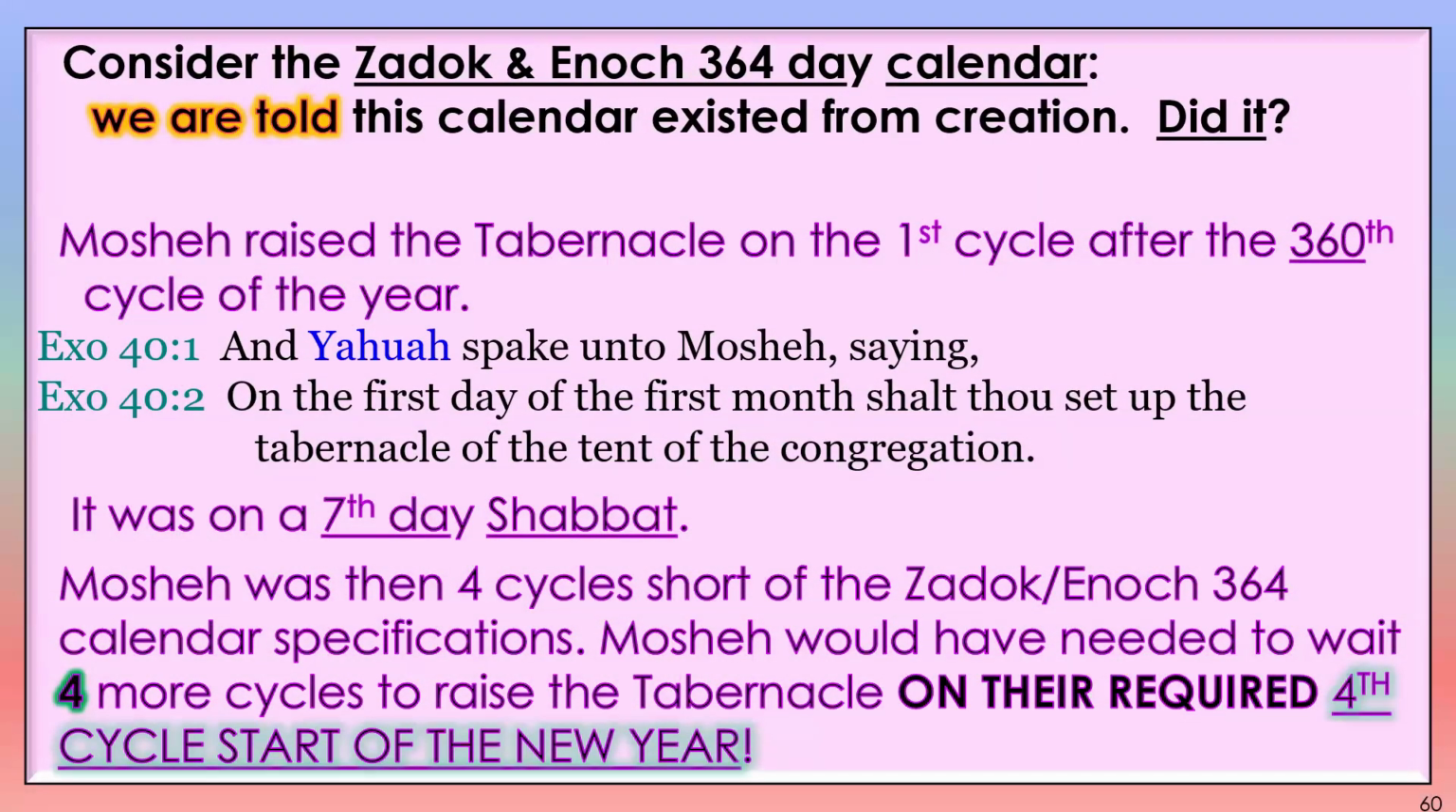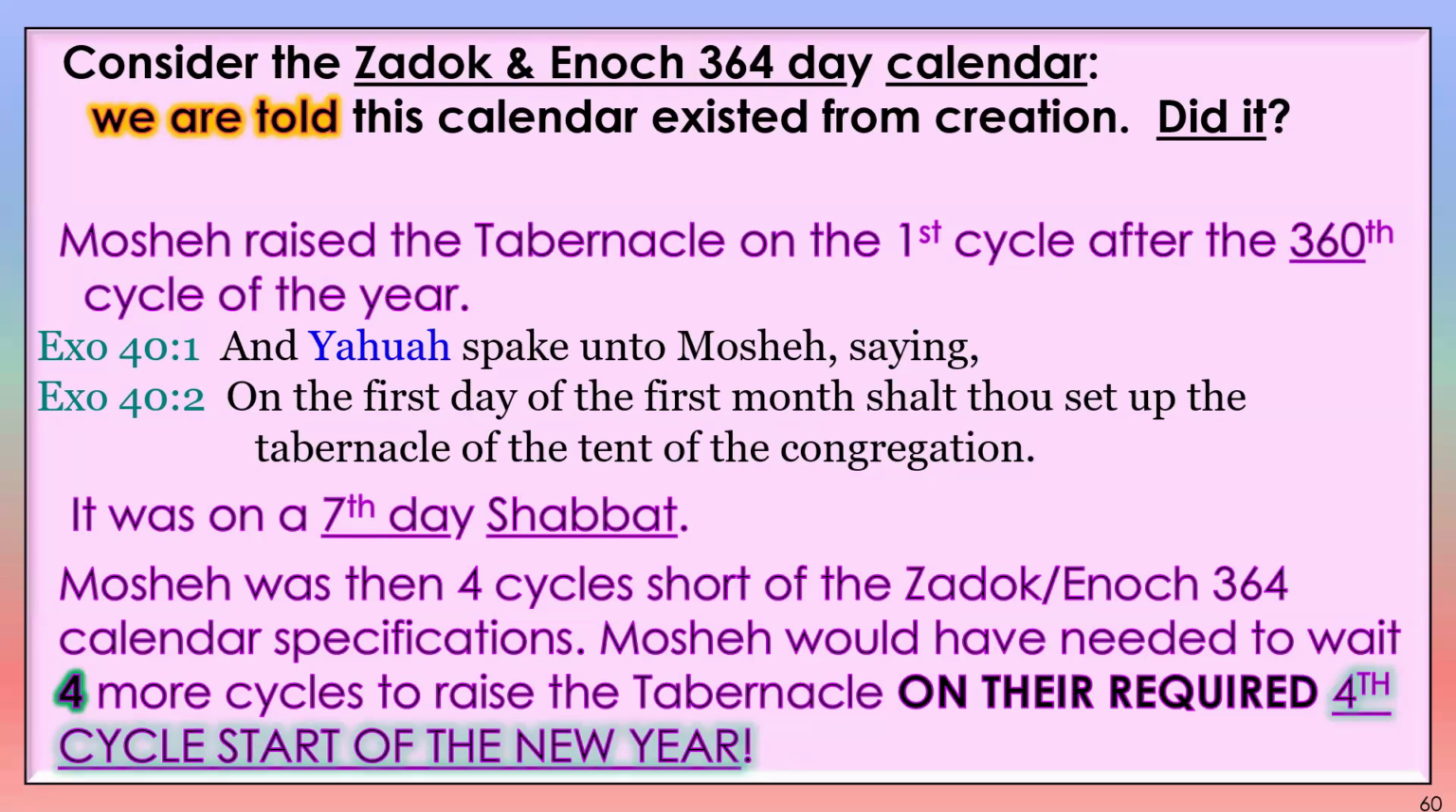Now we consider the Zadok and Enoch 364-day calendar. We are told this calendar existed from creation. Did it? Moshe raised the tabernacle on the first cycle after the 360th cycle of the year. Let's read in Exodus 40, verse 1. And Yahuwah spake unto Moshe, saying, On the first day of the first month shalt thou set up the tabernacle of the tent of the congregation. It was on his seventh-day Sabbath.